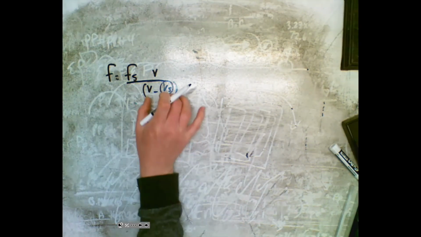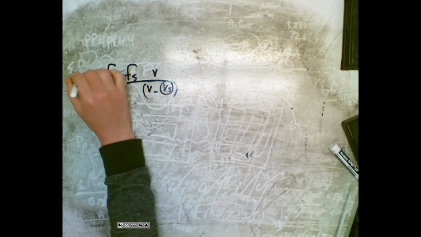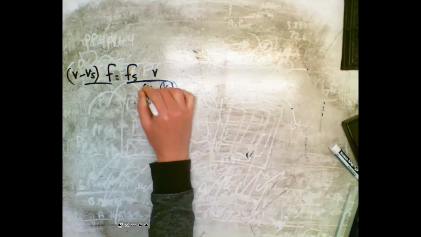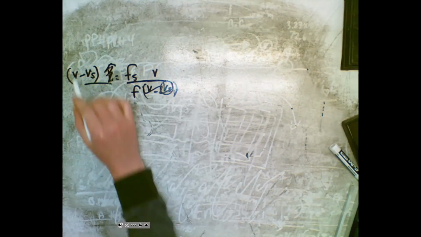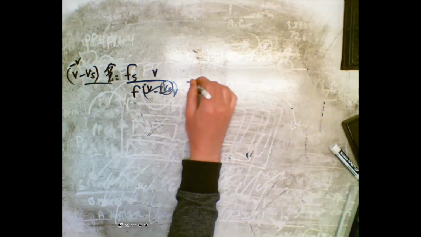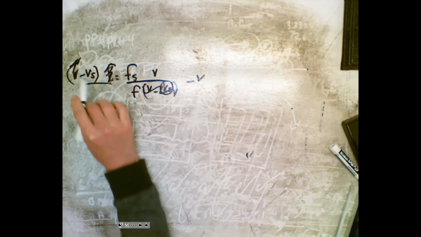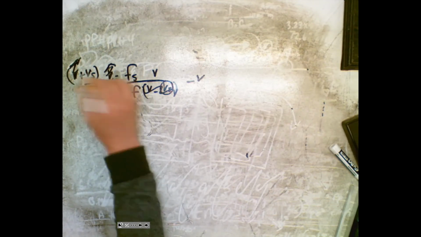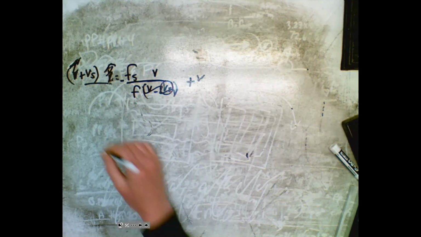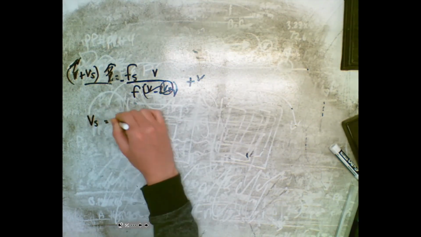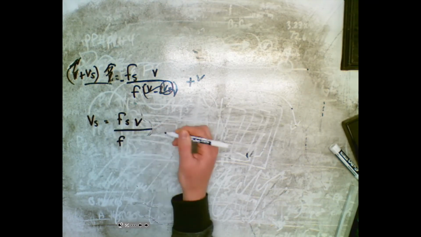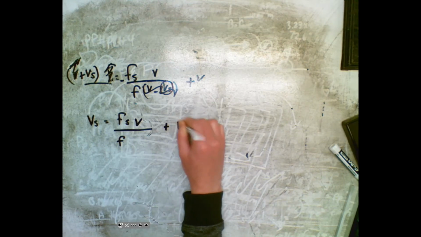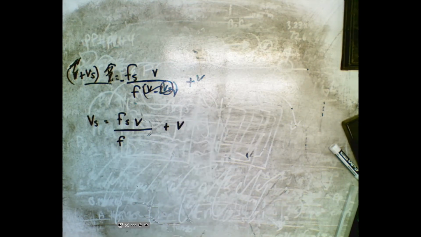Okay. So we can move these guys as long as we move them together. We can move V minus Vs up top, and we can move F down below. And then we can subtract a V from both sides. And we still have this negative here, so I'm going to make this positive, this negative, and this positive. So now I have the speed of my source is equal to the frequency of my source divided by my apparent frequency plus the speed of sound. So that's my equation.